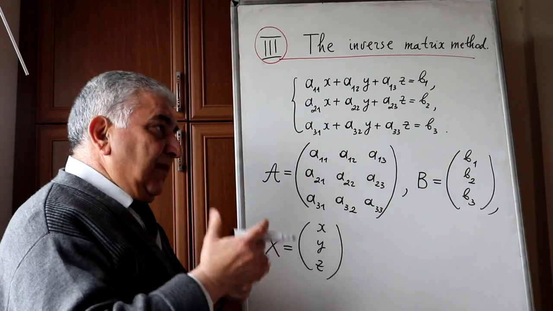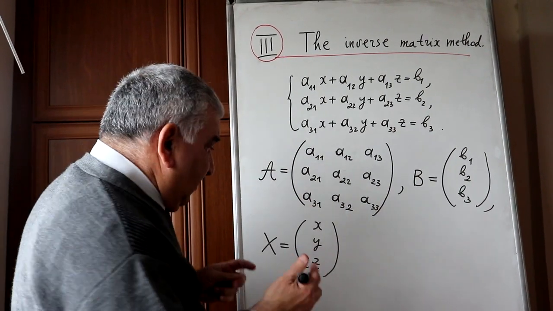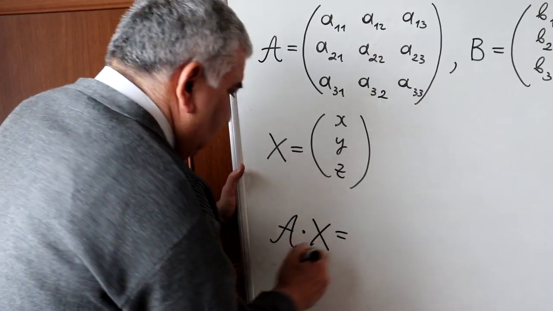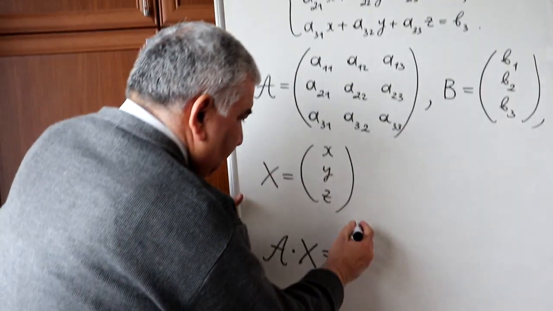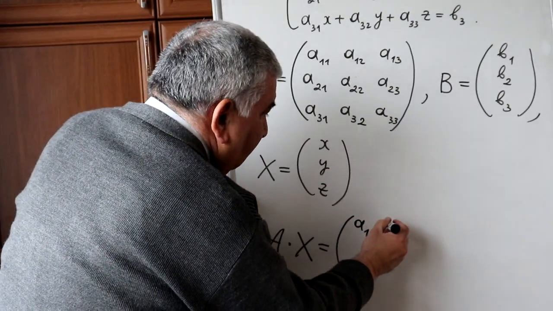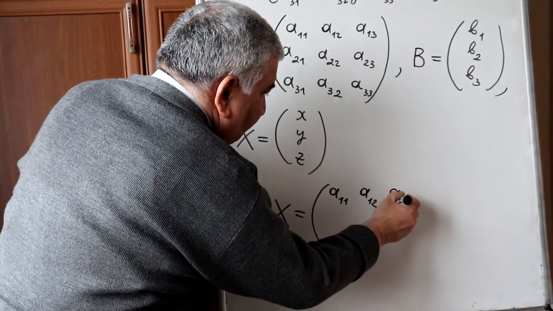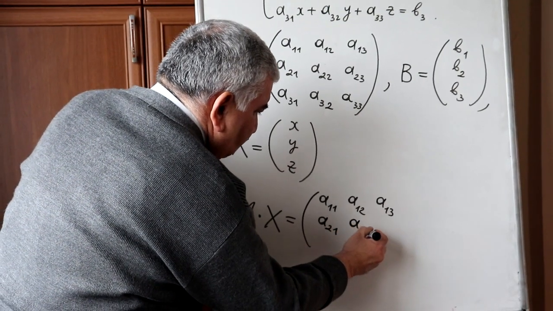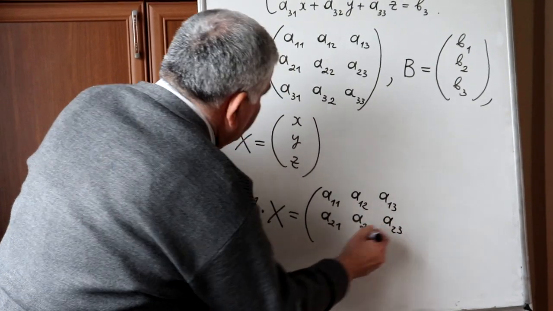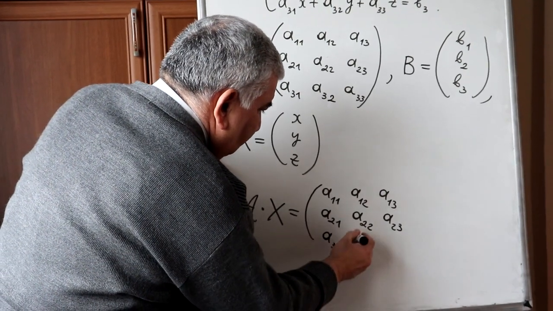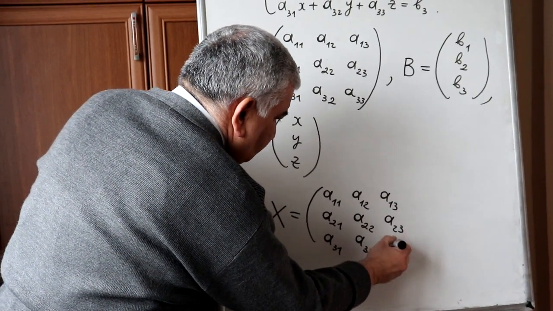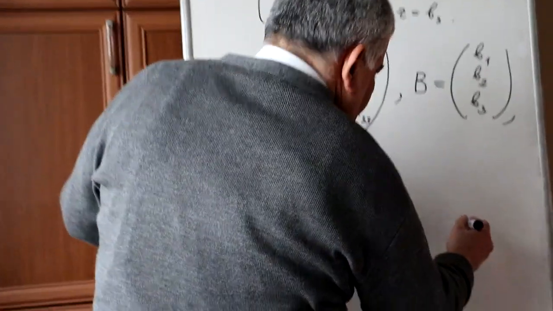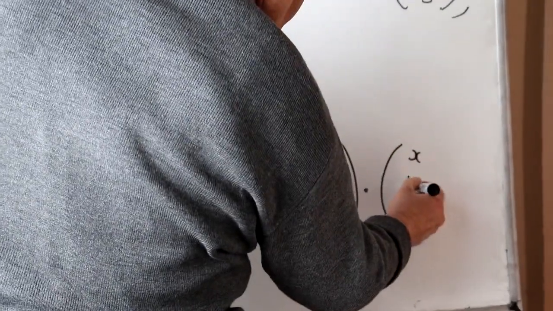For this, calculate the expression A multiplied by X. Here it is matrix A, right? Matrix A: a11, a12, a13, a21, a22, a23, a31, a32, a33, multiplied by x, y, z.